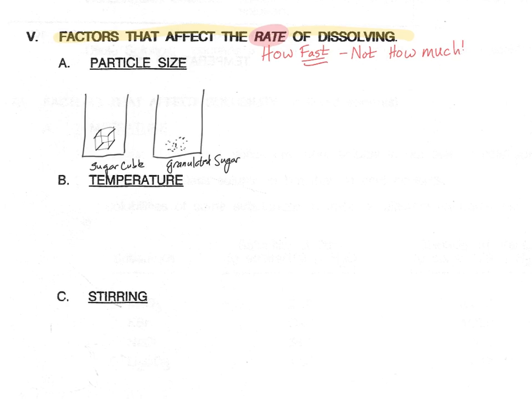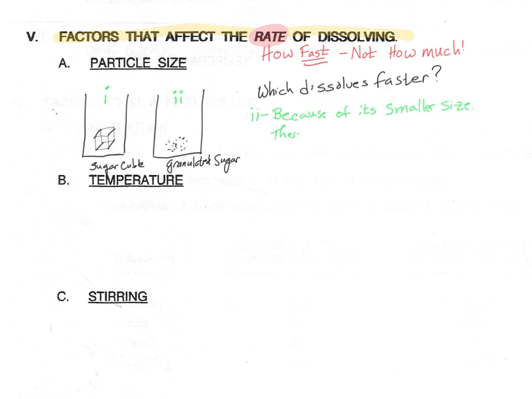Here I have a sugar cube and granulated sugar, and I want to know which one will dissolve faster in a big glass of iced tea. Number 1, the sugar cube, or number 2, the granulated sugar. You should see that number 2, the granulated sugar, will dissolve faster. That's because of its smaller particle size. So smaller size means faster dissolving. We can see that there's a larger surface area so that the solvent is in more contact with the solute, and that allows it to dissolve faster due to the increased number of interactions.